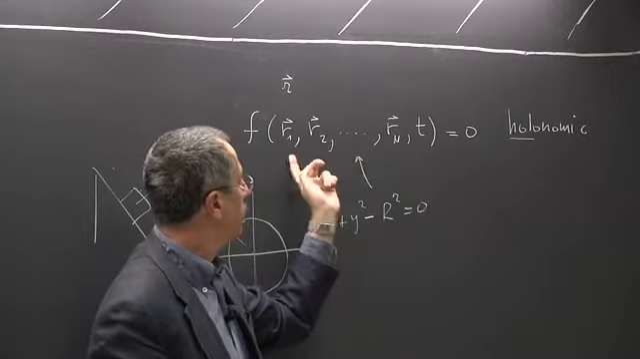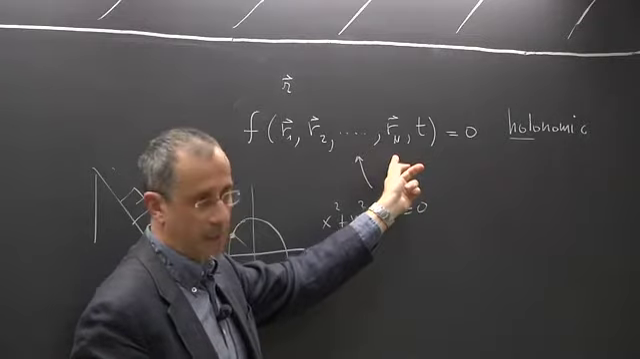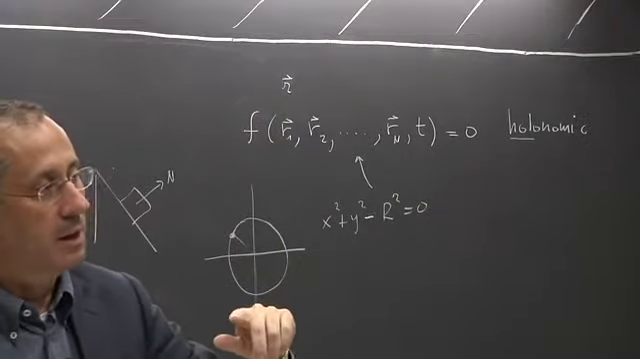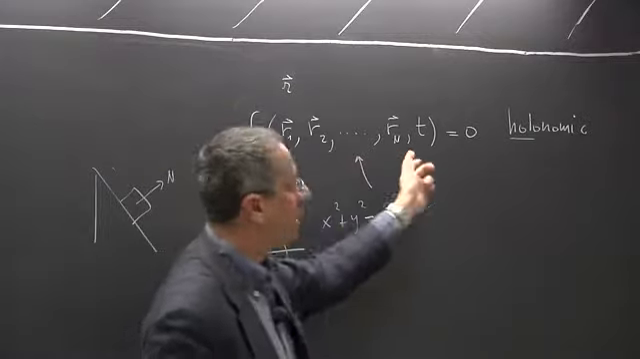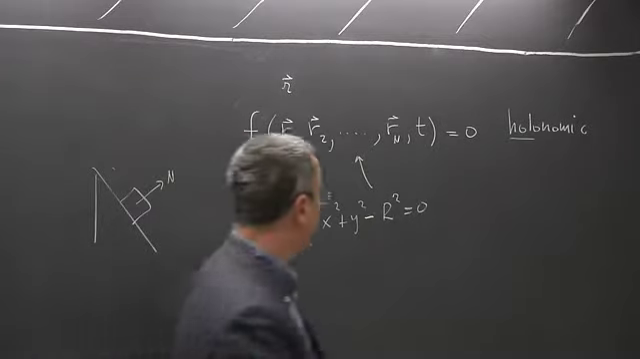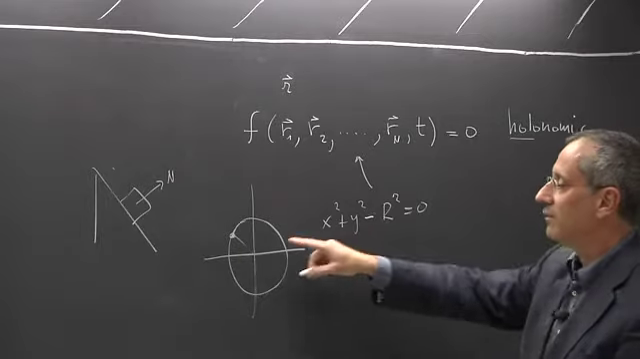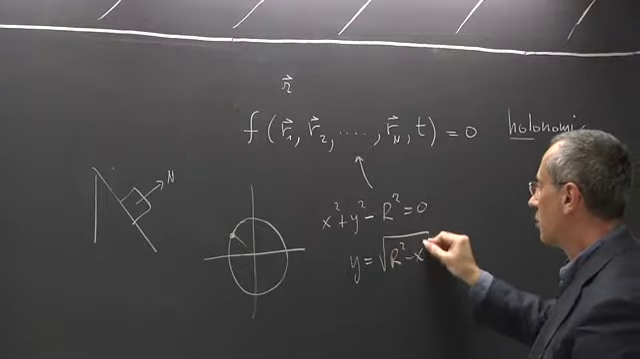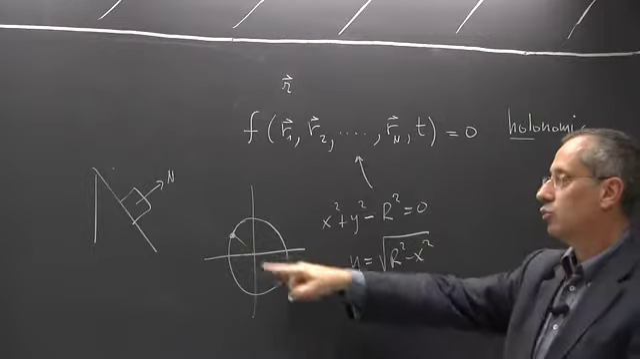You started with a system that had n independent points, so it had 3 times n coordinates, but they were not independent, because of the constraint, one of them can be written in terms of the others. It's like here. It looks like you had two coordinates, but once you have given x, y is just a function of x. So you only need one generalized coordinate to describe the system.